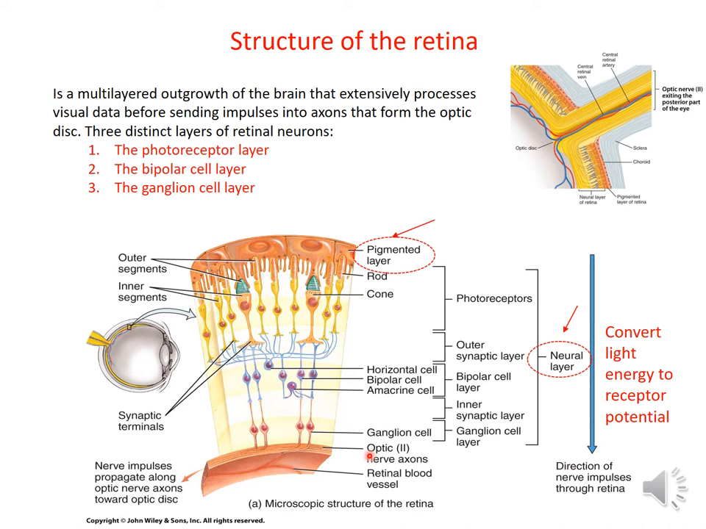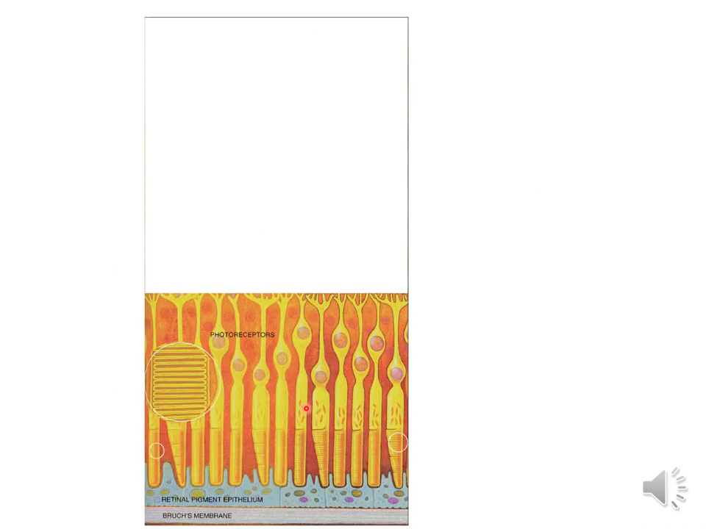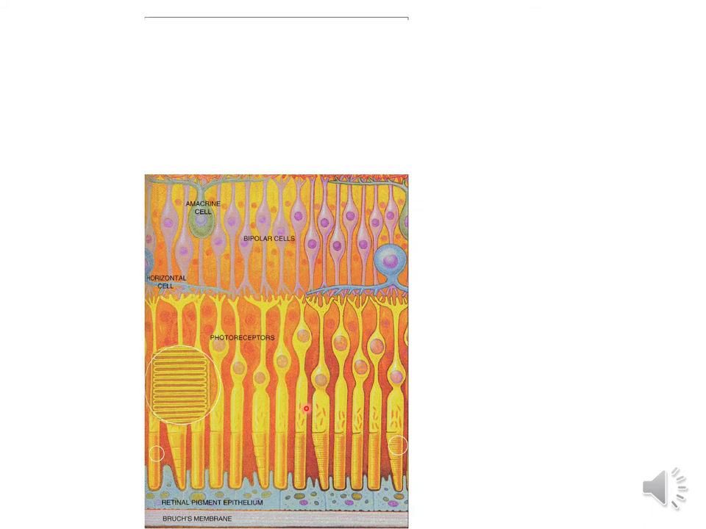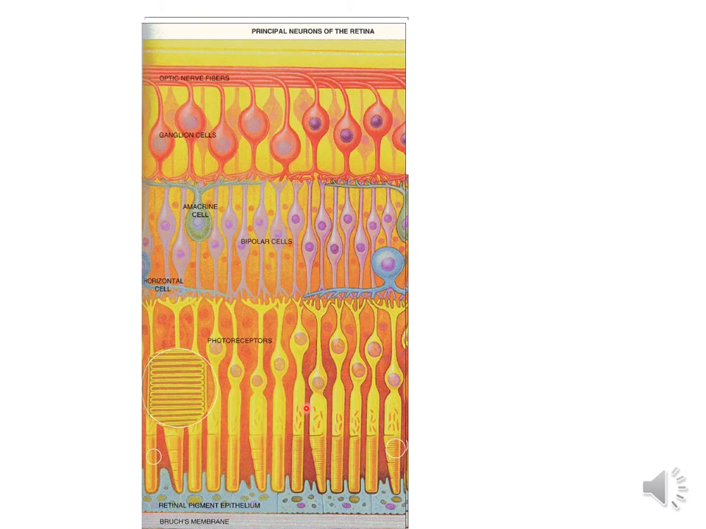Again, the pigmented layer absorbs the extra amount of light rays. Rods and cones, the photoreceptors, synapse with bipolar cells, and bipolar cells synapse with ganglion cells, and the action potential, or the nerve impulse, is generated in the ganglion cells and conducted along the axons of the optic nerve to the brain. So the visual processing, or the transformation of the light energy into action potential, is a function of the multiple layers of the retina.